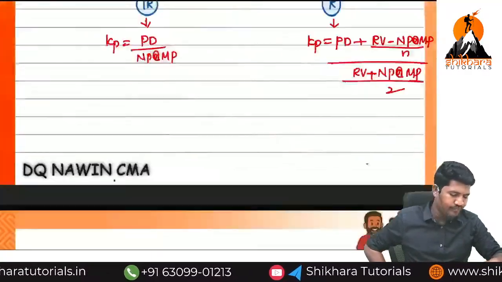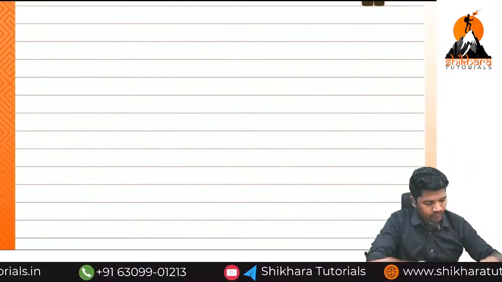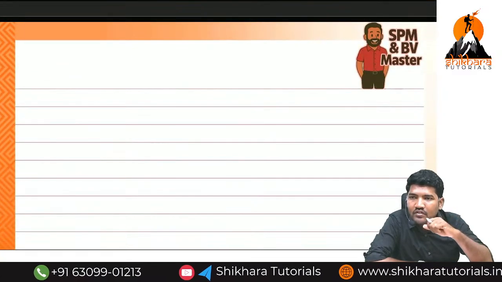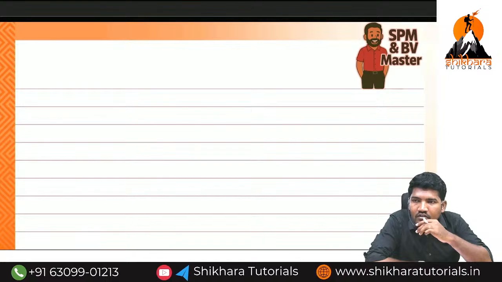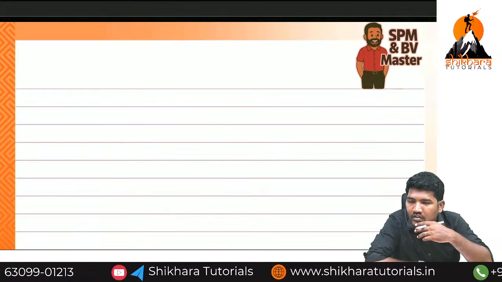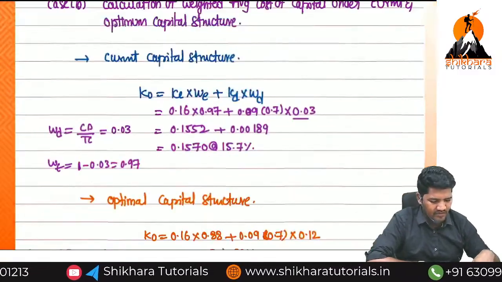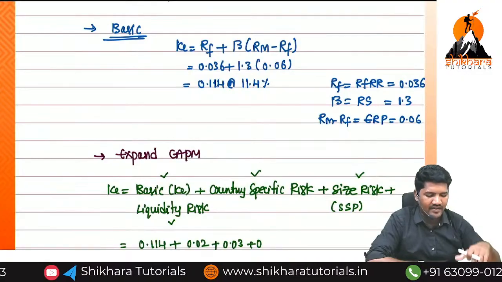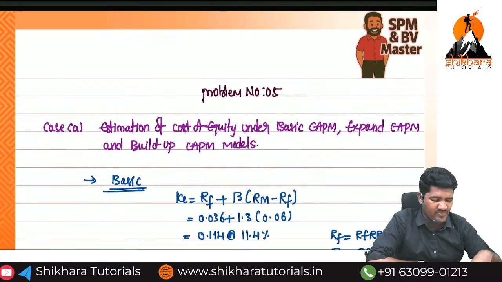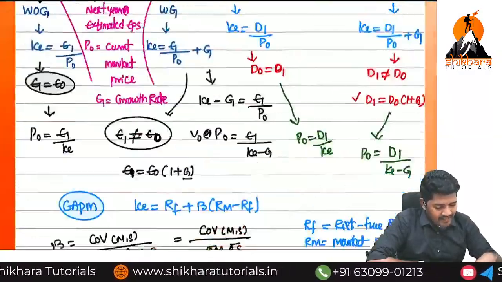Concept number 2. Realized yield. That's a basic stuff, it's there in intermediate. That's why I told, at final level it is not that much required. Okay, guys, when it comes to realized yield, it is there.